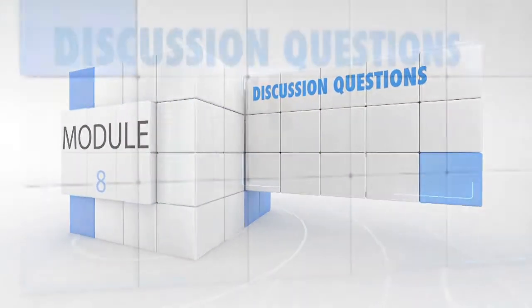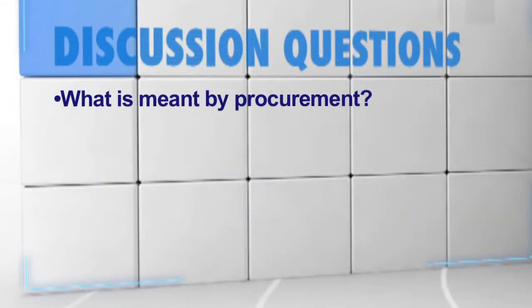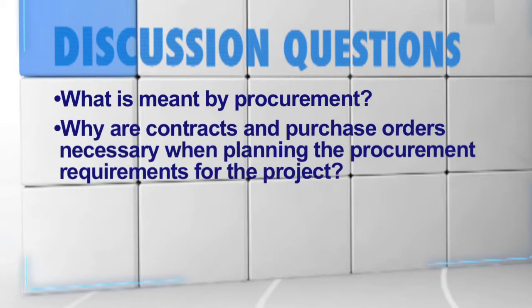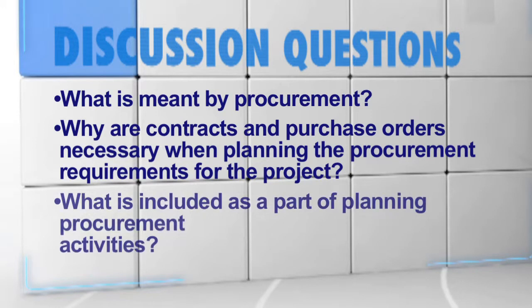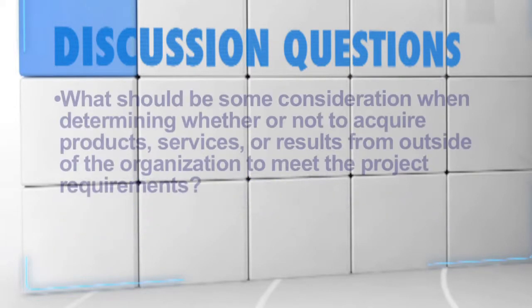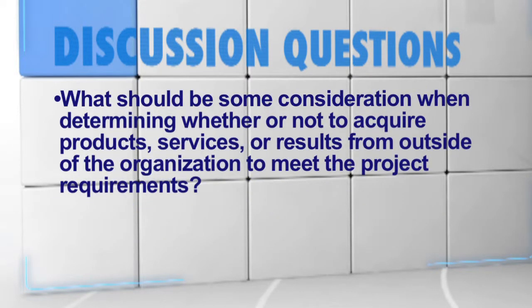Discussion questions. What is meant by procurement? Why are contracts and purchase orders necessary when planning the procurement requirements for the project? What is included as a part of planning procurement activities? What should be some considerations when determining whether or not to acquire products, services, or results from outside of the organization to meet the project requirements?